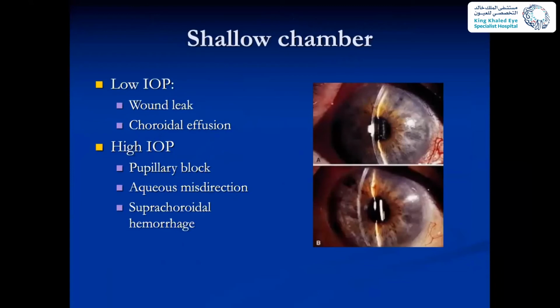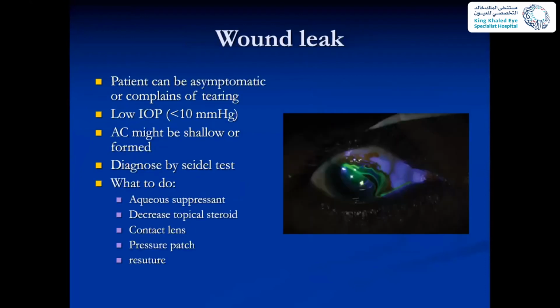The early ones, first day, you are opening the patch of the patient and you see the chamber is shallow. The chamber is shallow with low IOP, either because of a wound leak, where we switch to the wound, or choroidal effusion, where we put topical frequent steroid with cycloplegic. But if the intraocular pressure is high, this might be due to pupillary block. We have to do a PI. Aqueous misdirection: even if there is a PI, aqueous misdirection gives a shallow chamber with high IOP, or it can even be due to suprachoroidal hemorrhage. You can see it by fundus exam or by doing a B scan.